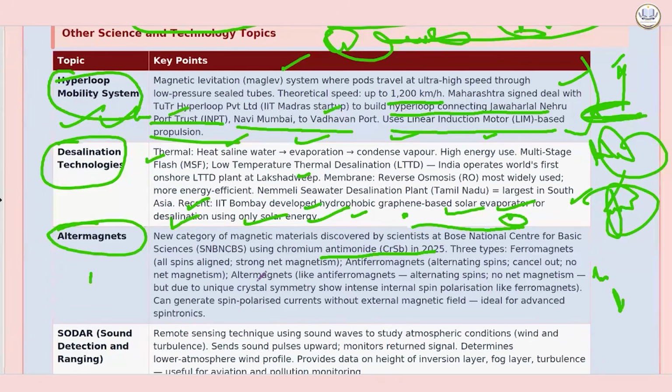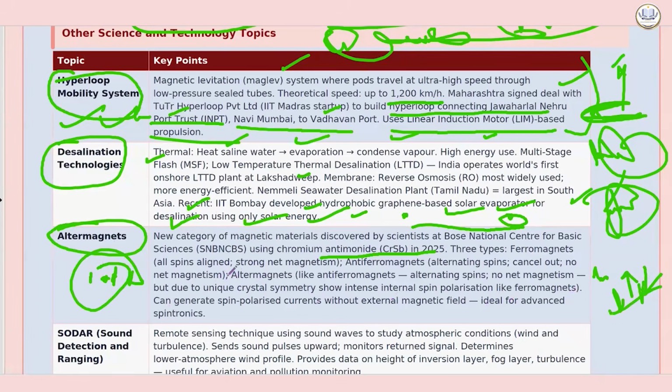Strong, you just understand there is strong net magnetism. Everybody has spins aligned, so every magnetic bar will get added. Then we have antiferromagnets, where alternate spins cancel out, so no net magnetism.